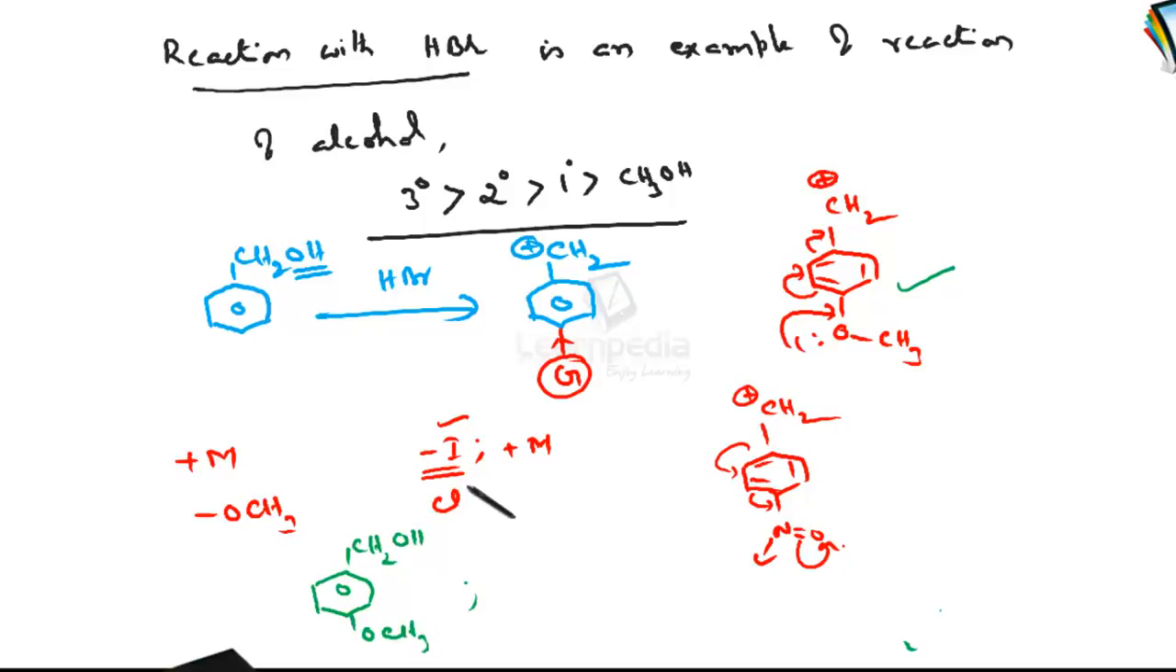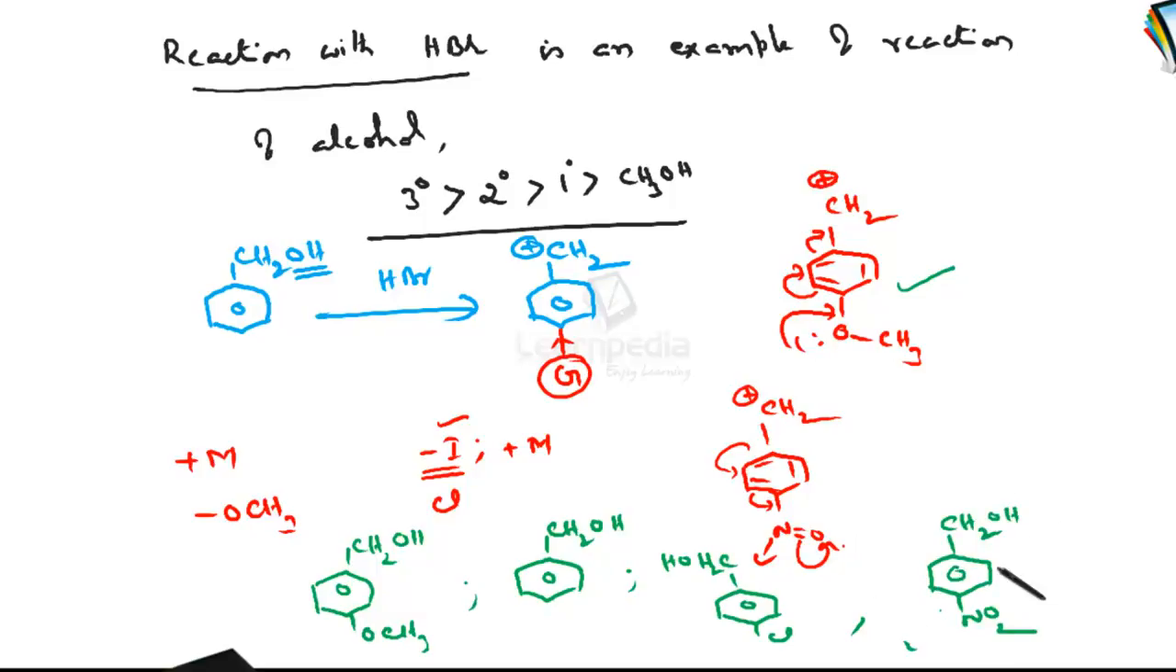And then this chlorine is a minus I effect. This also destabilizes the positive charge, and hence before this we get benzyl alcohol. Then the chlorine atom in the para position, and then the nitro group, minus I minus M. This increases the positive charge on the carbon and thereby decreases the rate of reaction. So thereby the order follows: first the methoxy group substituent, then without any substituent, then chlorine, then the nitro group.